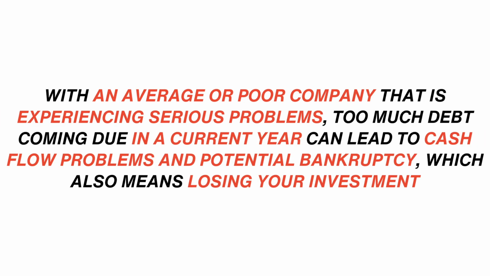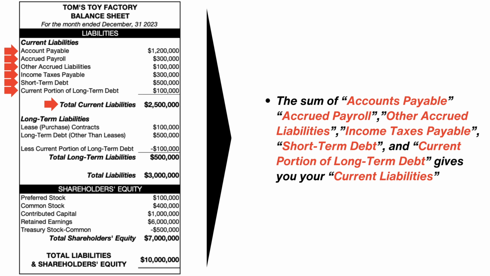With an average or poor company that is experiencing serious problems, too much debt coming due in the current year can lead to cash flow issues and potential bankruptcy, which also means losing your investment. The sum of accounts payable, accrued payroll, other accrued liabilities, income taxes payable, short-term debt, and current portion of long-term debt gives you your current liabilities.